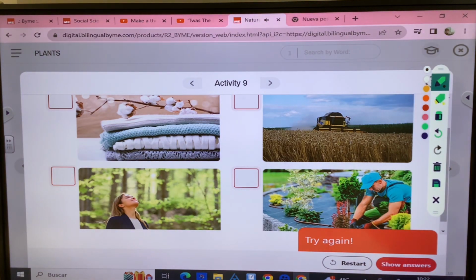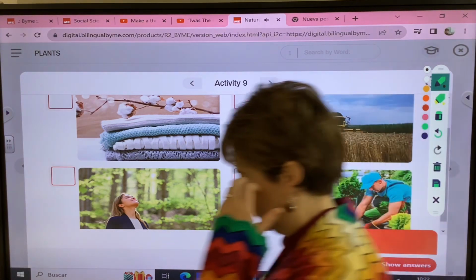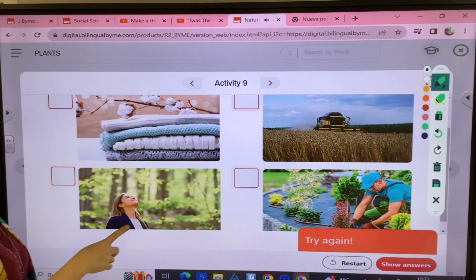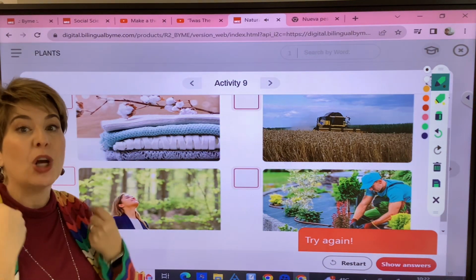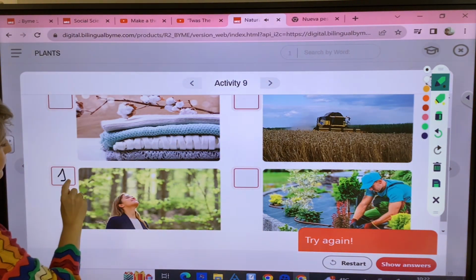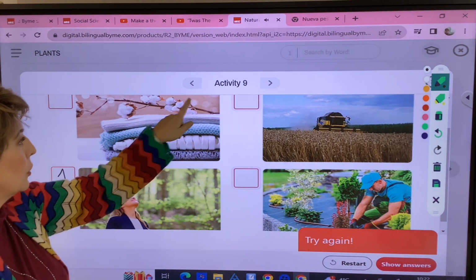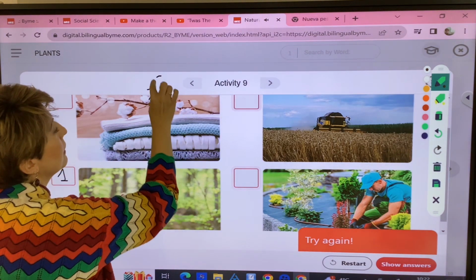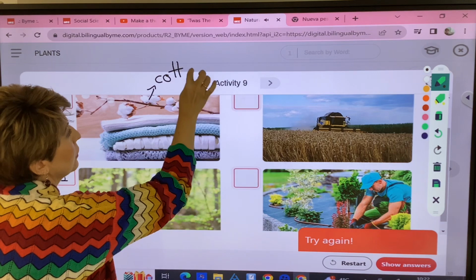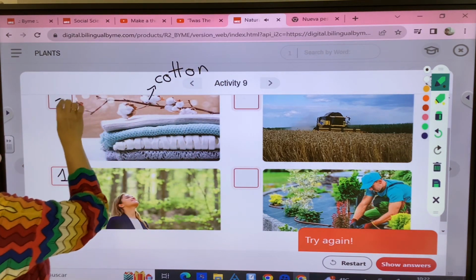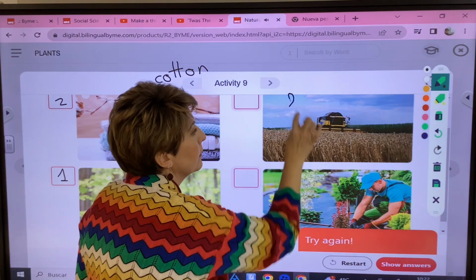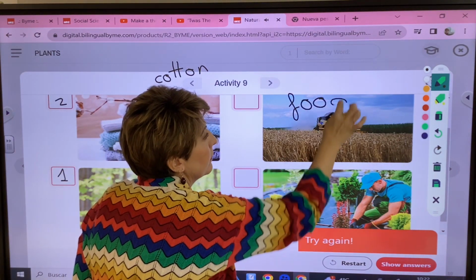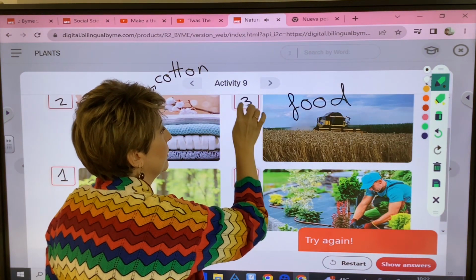Why are plants important? Plants are important because they clean the air and make oxygen. And we use plants like cotton to make clothes like t-shirts and jeans. Yes, and plants are important for food. Farmers plant crops like vegetables and grains.